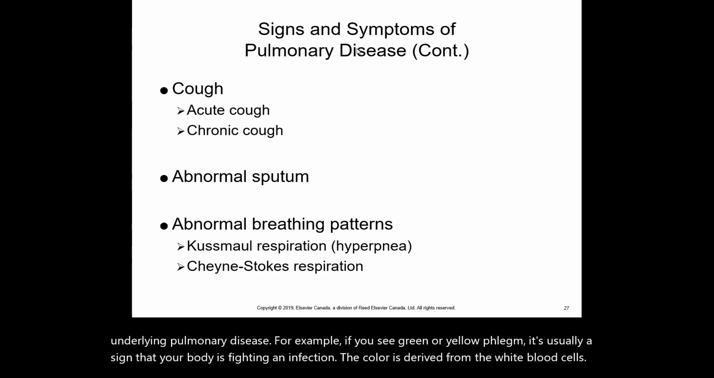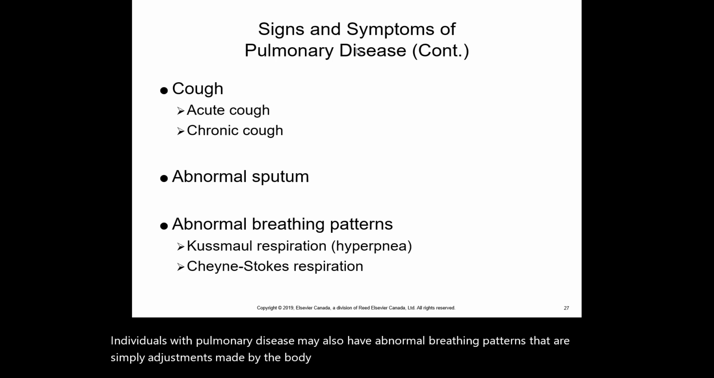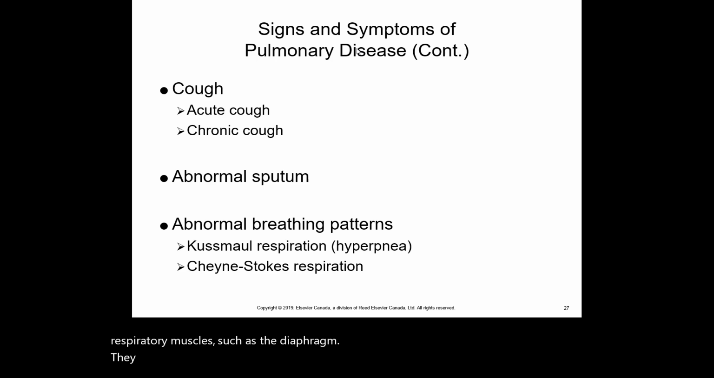Individuals with pulmonary disease may also have abnormal breathing patterns that are simply adjustments made by the body in an attempt to minimize the work of the respiratory muscles, such as the diaphragm. They include Kussmaul respiration, as well as Cheyne-Stokes respiration as well. Let's take a moment to define each of these.